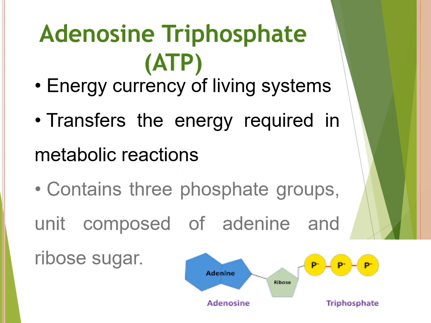As the name implies, ATP consists of three phosphate groups that are attached to adenosine, a unit composed of adenine and the 5-carbon sugar ribose.